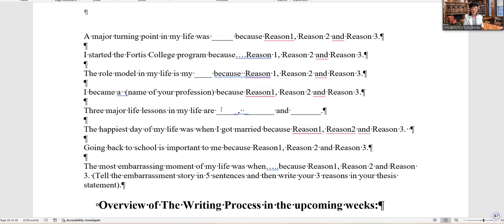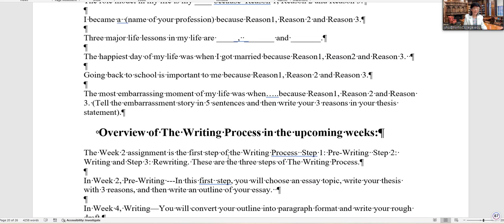And each one of those life lessons will have a 5 to 7 sentence story. So that's also the happiest day of my life was when I got married, because going back to school is important. So basically you're writing a story that has a moral, okay? Just like you would a fairy tale. The most embarrassing moment of my life was when, and then because, reason 1, reason 2, reason 3.